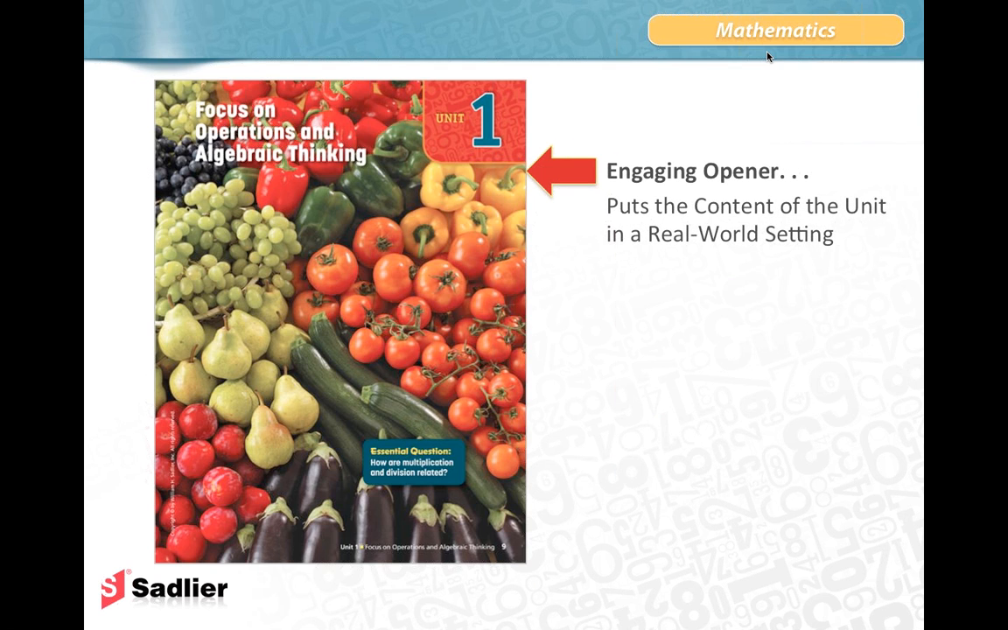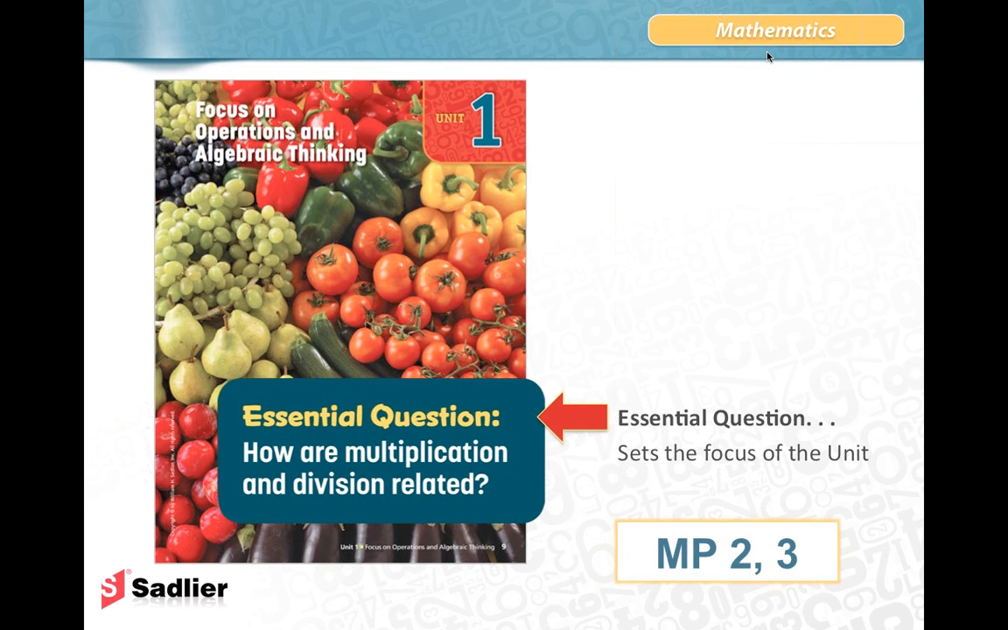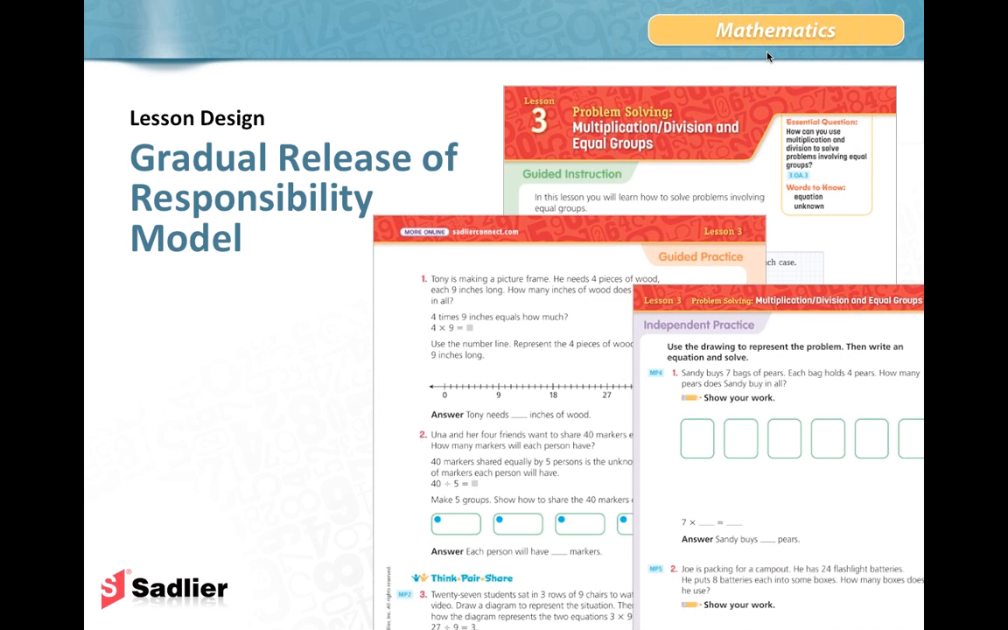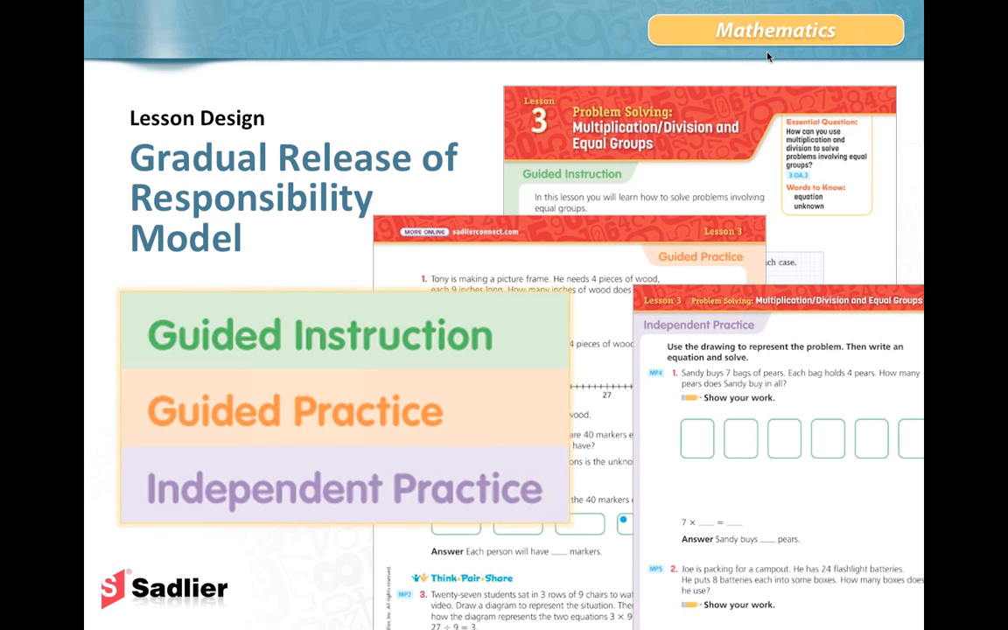Every unit begins with a unit opener, which puts the content of the unit in a real-world setting and makes it relevant for students. It also begins with an essential question, which I like to think of as the big idea. What is the big idea for the unit? It sets the focus for the unit, and again, you'll see here that we're addressing mathematical practice 2 and 3, where we want students to be explaining and reasoning, letting them share their ideas and start talking about math. And that's really what we want students to do, is communicate mathematically.